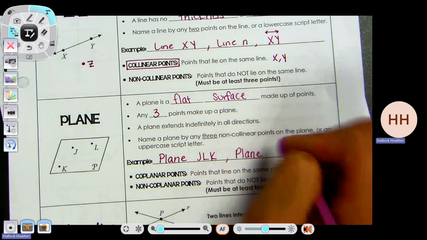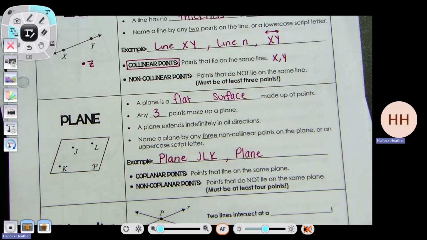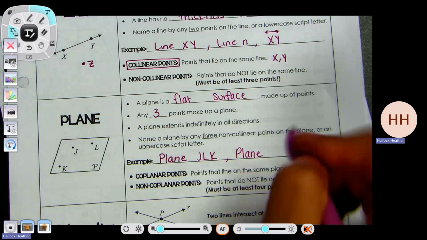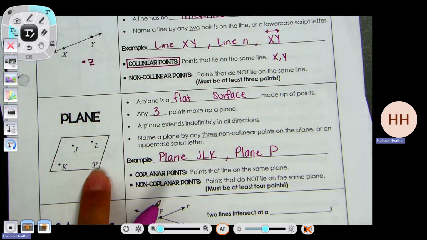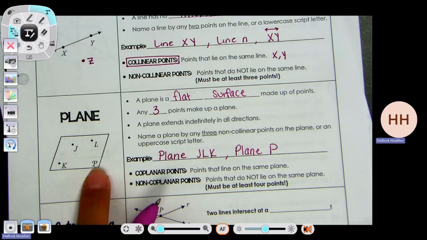So we could also say plane and then use the letter that is not a point. So what's the letter that's not a point that's on this plane? P. Notice P is kind of off to the corner and it's a little fancy. Okay, so that P represents plane P. And it is not a point.